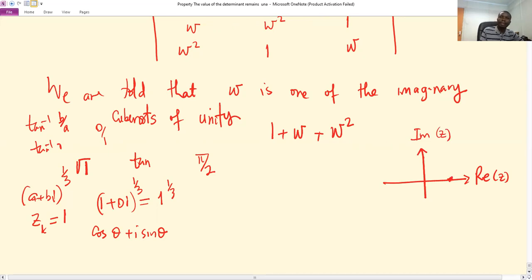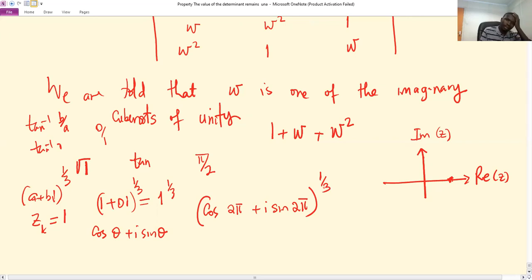So tan of 0 is the same as tan of 360 degrees or tan of 0 degrees. So it is the same as cos of 2 pi plus i sine 2 pi, raised power third. So that cosine of 360 degrees is 1, as should be. Then sine of 360 degrees is 0.